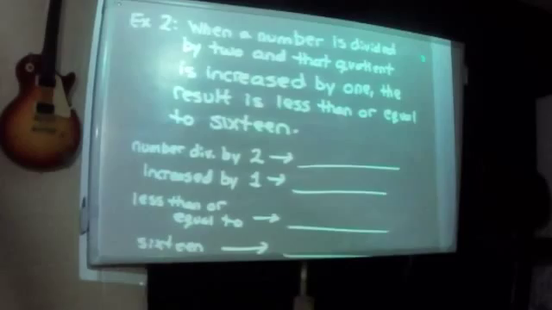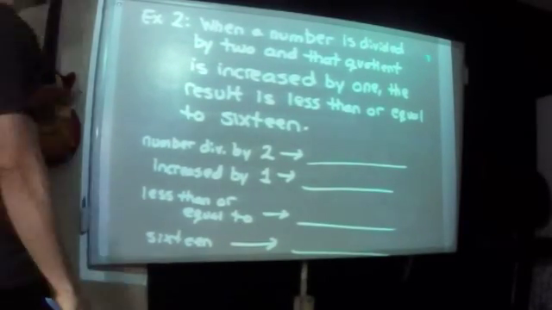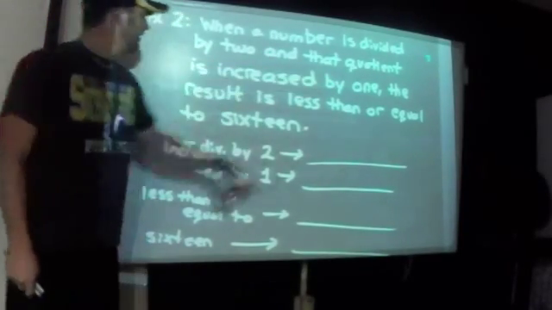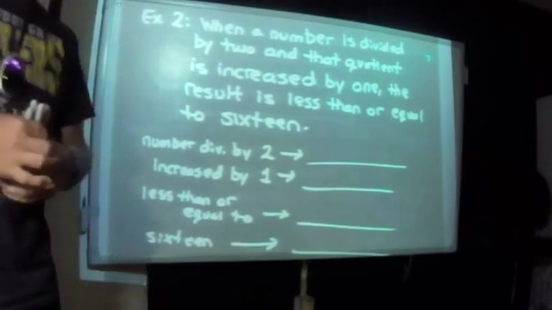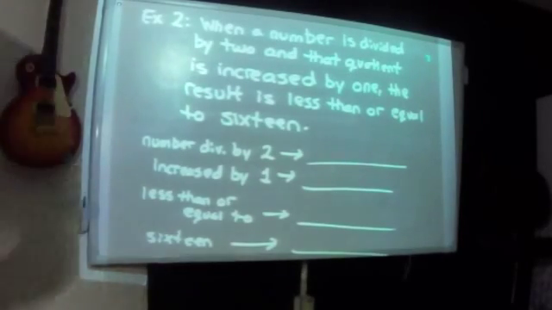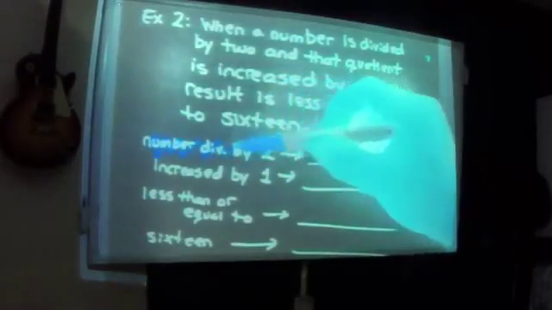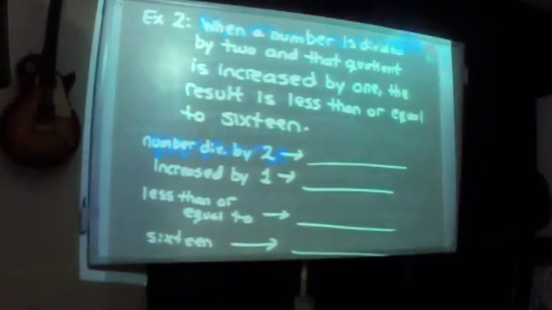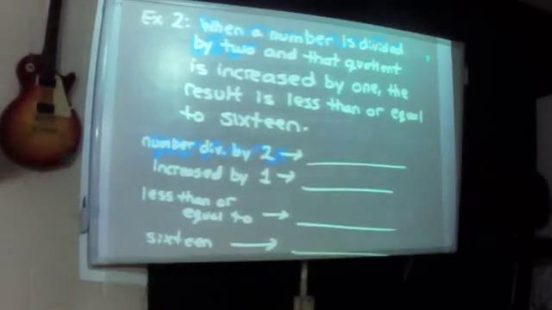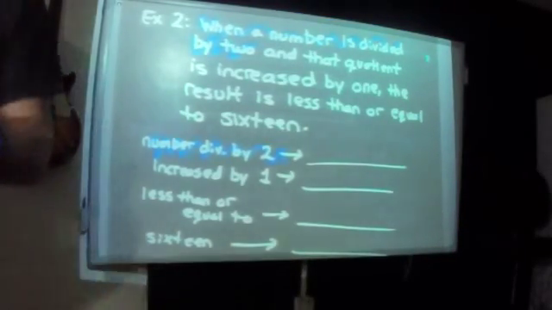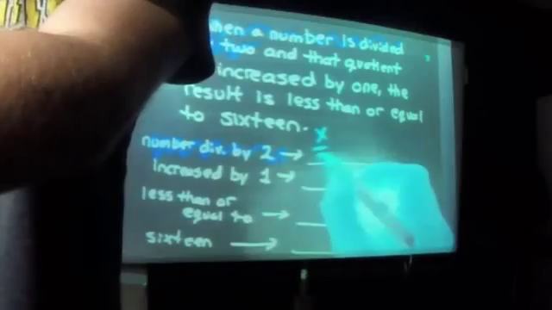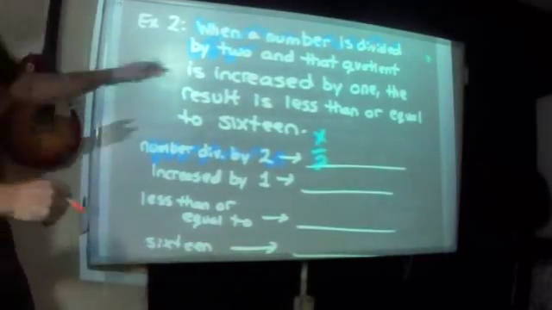All right, when a number is divided by 2, and that quotient is increased by 1, the result is less than or equal to 16. So break it down by parts of the sentence. When a number is divided by 2, that can look actually two different ways. When a number is divided by 2, it could look like x over 2, and I think more often than not you're going to see that.